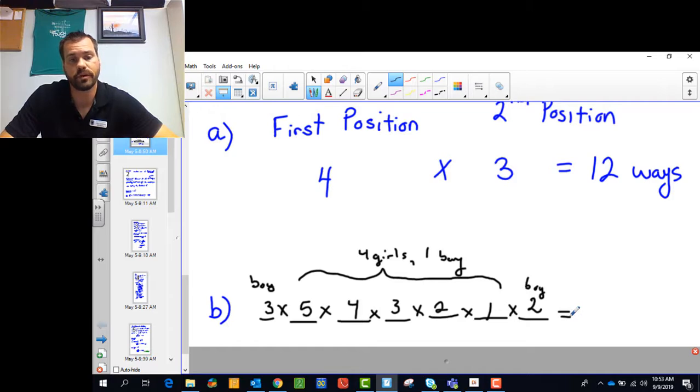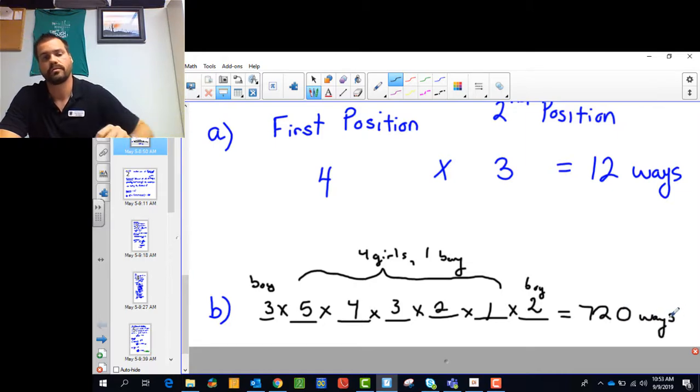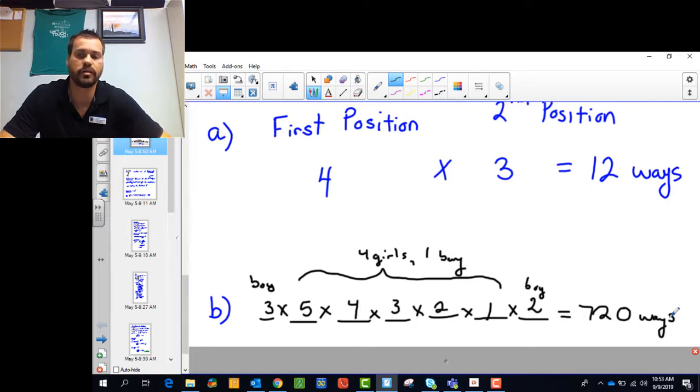So we have 3 times 5, that's 15. 15 times 4 is 60. 60 times 3 is 180. You double 180, you get 360. If you times that by 1, you still have 360. If you times that by 2, you end up with 720 different ways that you can fill those seats. Okay, so that's the fundamental counting principle, and that's the premise behind it.